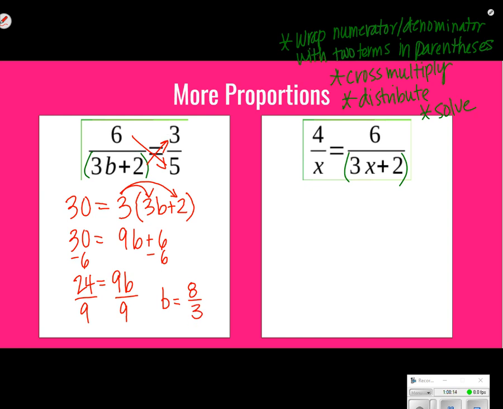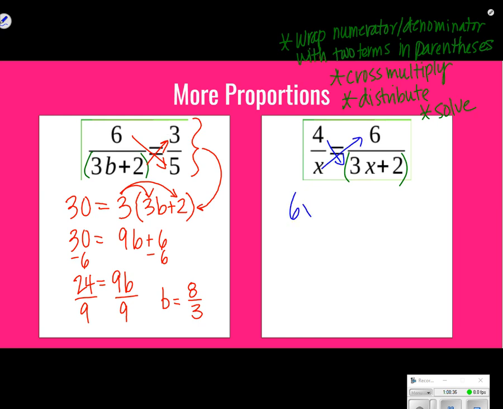But to go from here to here, that's the part that we're learning. The rest of it you should know how to do. That's your multi-step equations from lesson 1. It's just getting it out of those 2 fractions. So lots of fraction work today.